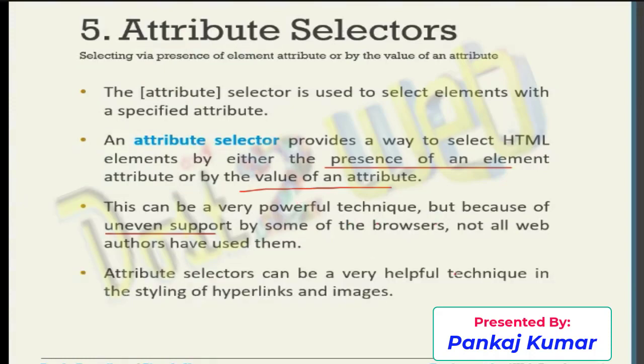The attribute selector can be a very helpful technique in styling hyperlinks and images. You have seen that when you use the hyperlink tag, it automatically becomes blue, right? But if I want that color to be changed, in that moment your attribute selector will be helpful. If you have an image and want to give it some styling, then you use the attribute selector.